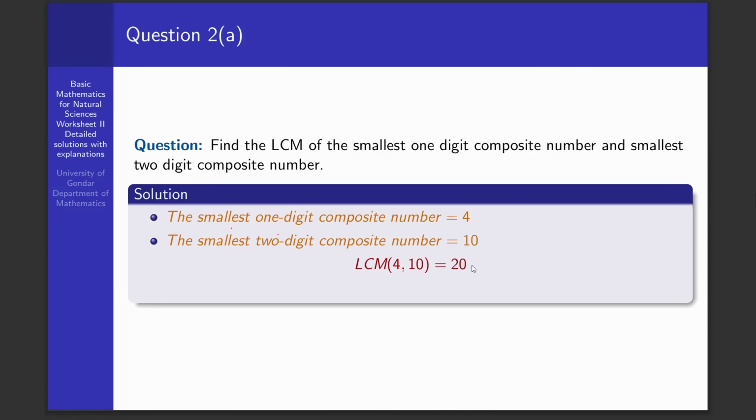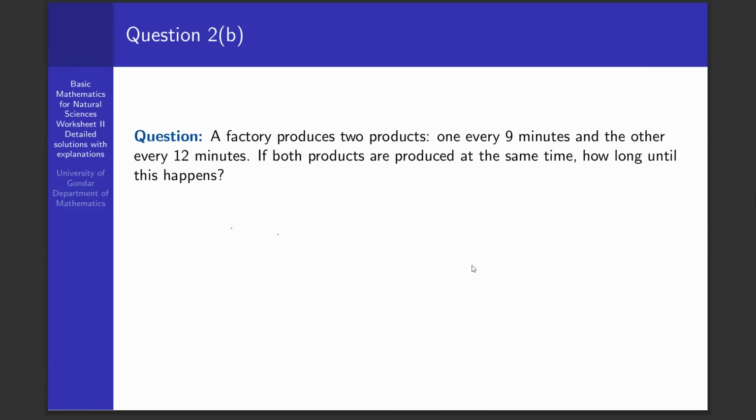The next one, question number 2b, says: a factory produces two products, one every 9 minutes and the other every 12 minutes. If both products are produced at the same time, how long will it happen? So we are asked just to find the time taken for the factory to produce the two products at the same time.